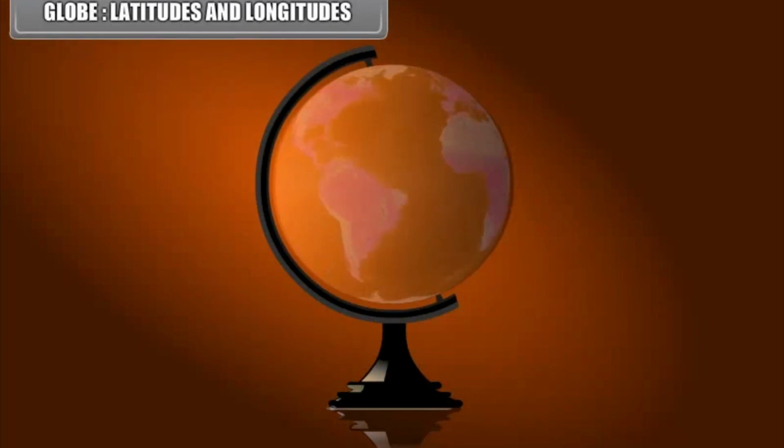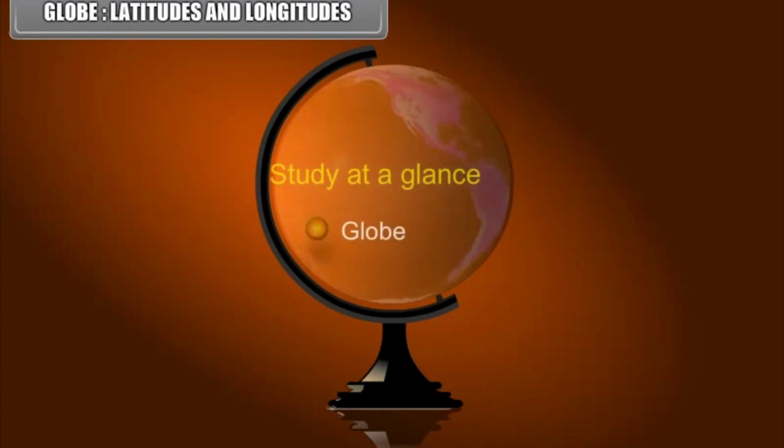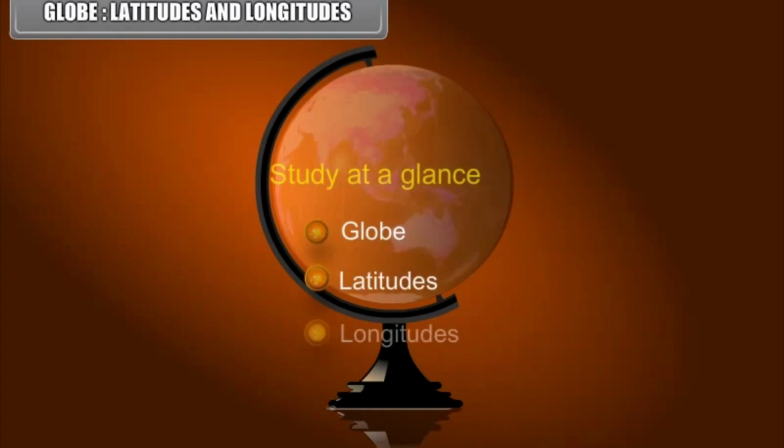Globe, Latitudes and Longitudes. It is believed that the Earth is spherical in shape. The most suitable way of representing the Earth as a whole is by a globe. A globe is a model of the Earth on a small size. The globe is mounted on an axis so that it can rotate freely. Study at a glance: Globe, Latitudes, Longitudes.